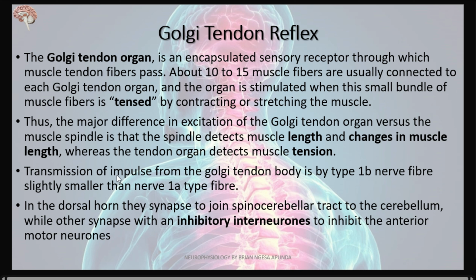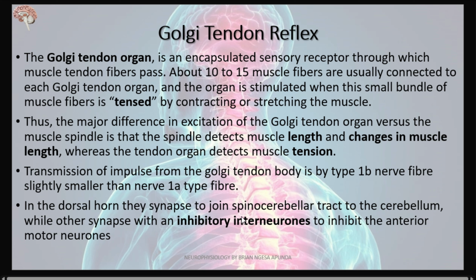So this will advance all the way into the spinal cord, up to the dorsal region of the spinal cord, where they are likely to synapse with many other neurons. It could be with the ascending neurons, one of them the spinocerebellar to the cerebellum, while the others synapse with the inhibitory neurons to inhibit the anterior motor neurons.